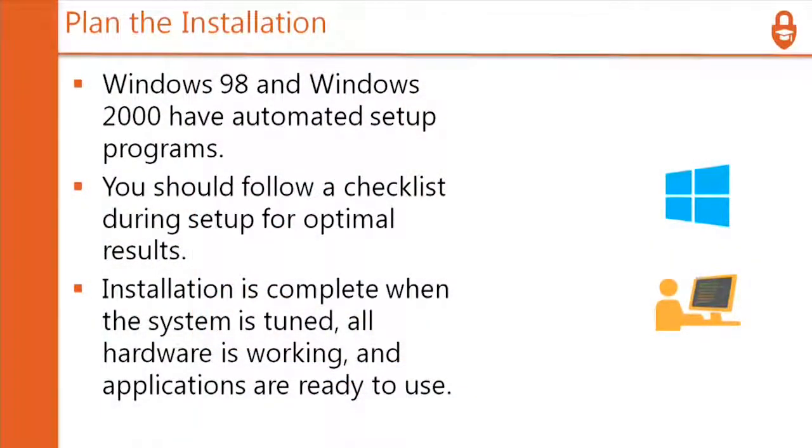Okay, so we're going to plan the installation for Windows 98 and Windows 2000. So these have automated setup programs. They all pretty much have automated setup programs, right? So what they're trying to say is that prior to these versions, you actually had to interact with the setup. You had to click OK, OK, OK. You could just take the defaults, but you had to click.